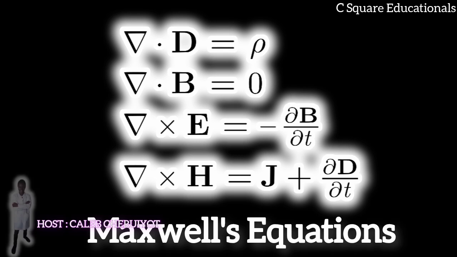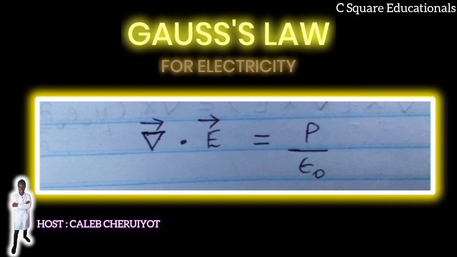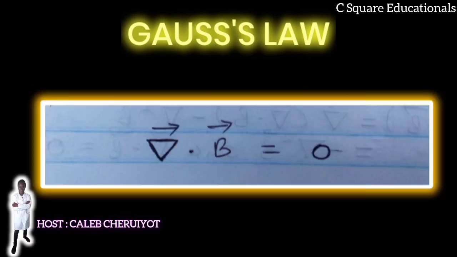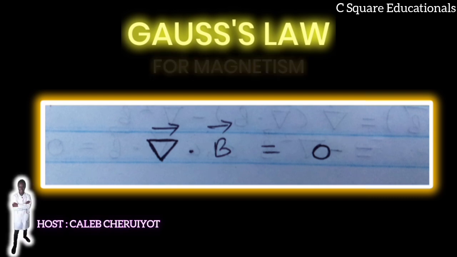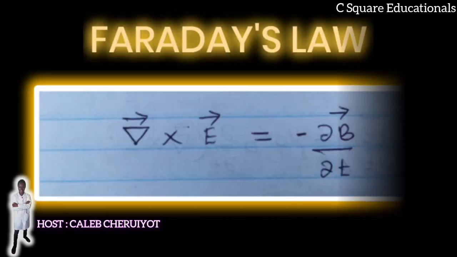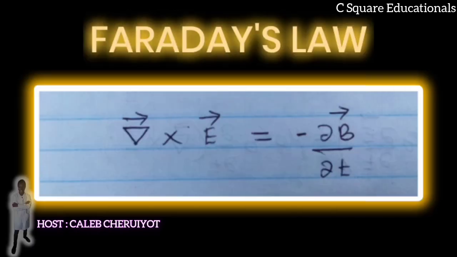Maxwell's equations are 4 in number. The first is the Gauss law for electricity, which relates the net electric flux to the net enclosed charge. The second is the Gauss law for magnetism, which relates net magnetic flux to the net enclosed charge. The third is the Faraday's law, which relates induced electric field to the changing magnetic flux.